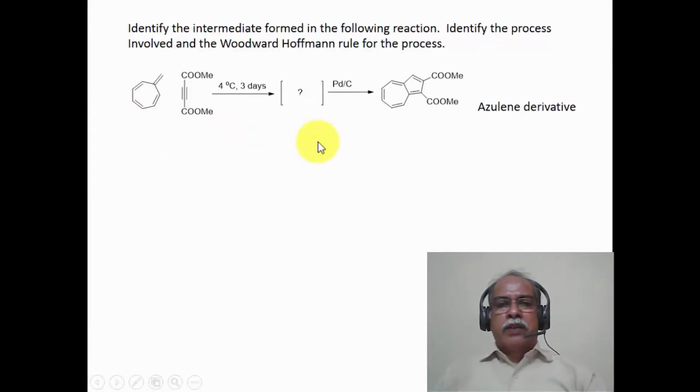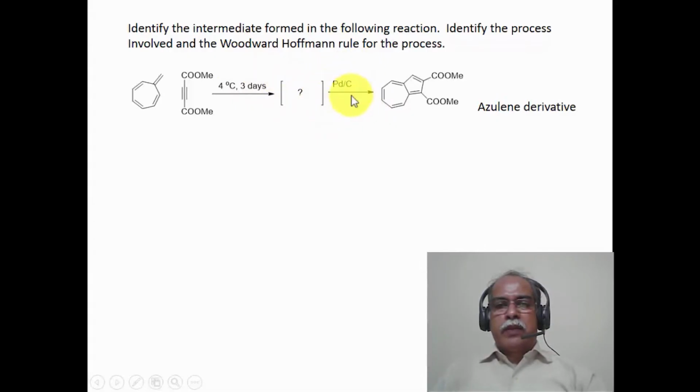Again, another example of a higher order cycloaddition reaction. Identify the intermediate formed in the following reaction. Identify the process involved and the Woodward-Hoffmann rule for this particular process. What has happened is a hexamethylene cyclohexatriene is undergoing a cycloaddition reaction with dimethyl acetylene dicarboxylate, essentially at low temperatures in the freezer. Although it is a very slow reaction, it takes 3 days for this reaction to proceed, it gives an intermediate.